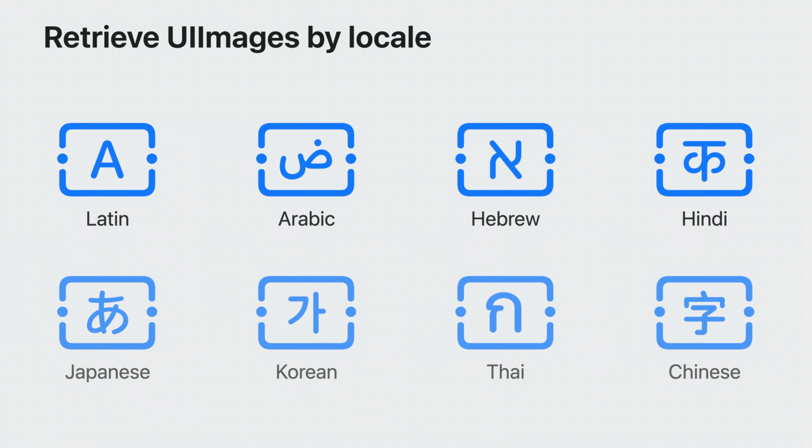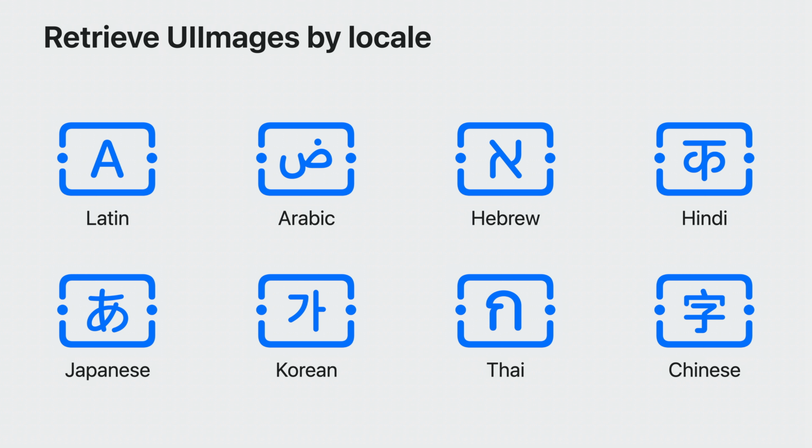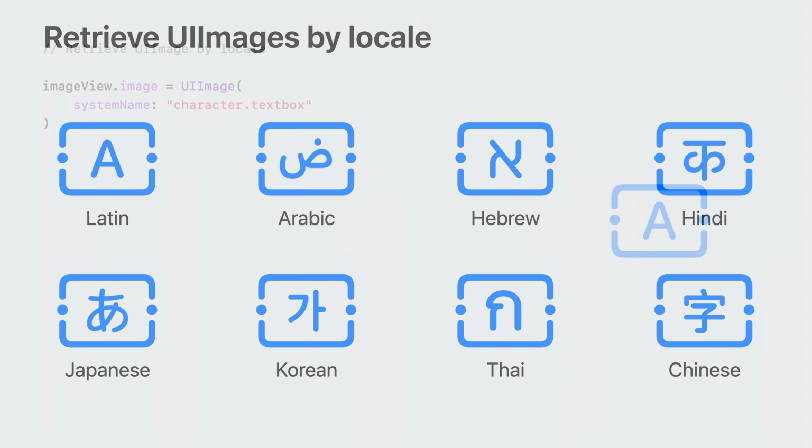UIKit now supports accessing specific localized variants of images. For example, the character text box SF Symbol has 8 different locale-based variants. By default, UIKit pulls the variant matching the current language setting on the device. So if the current language is US English, then the Latin variant is displayed.